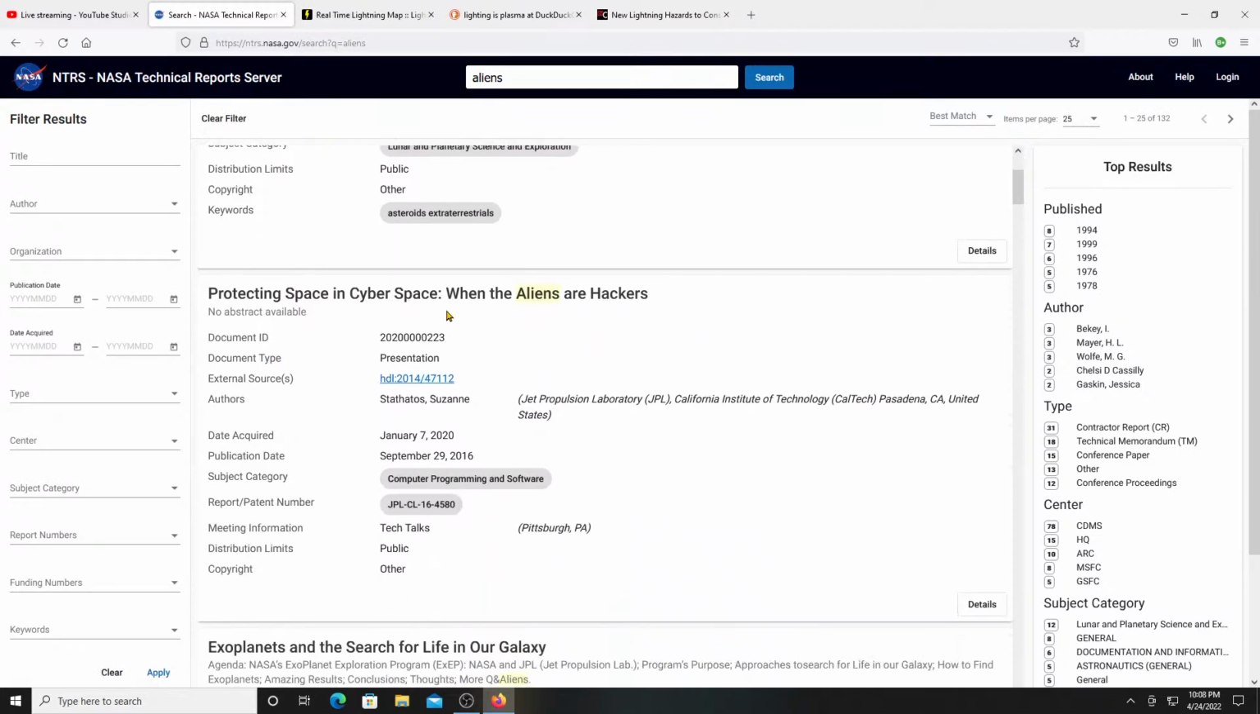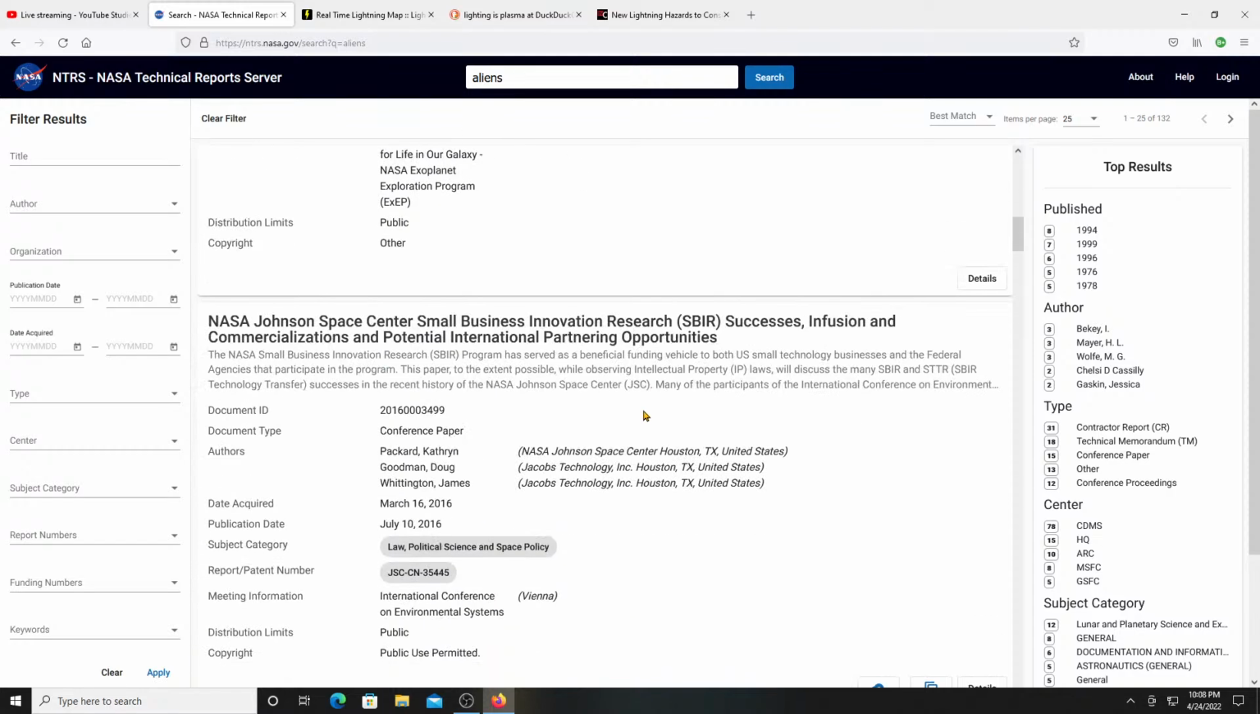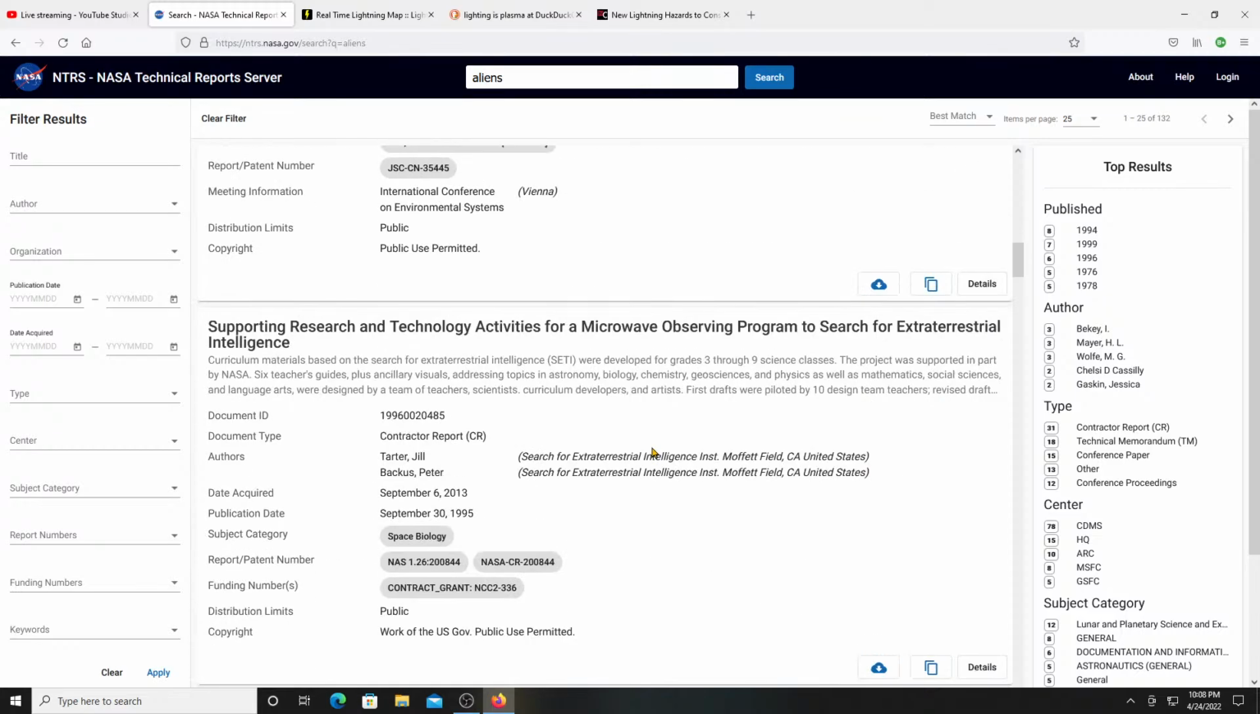Protecting space and cyberspace when the aliens are hackers. Oh, wow. Do you think the aliens are hackers, you all? Like really extraterrestrial origin, interdimensional aliens are hackers? Exoplanets in search for life in our galaxy. NASA Johnson. Infusion. Oh, I remember that. Look, technology activities for a microwave observing program to search for extraterrestrial intelligence.